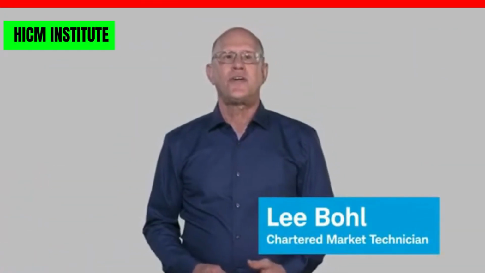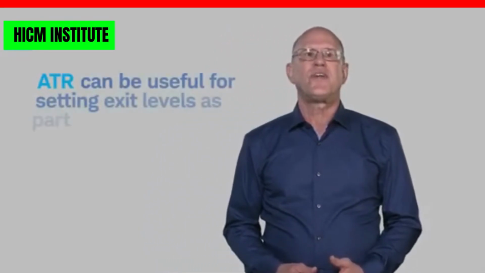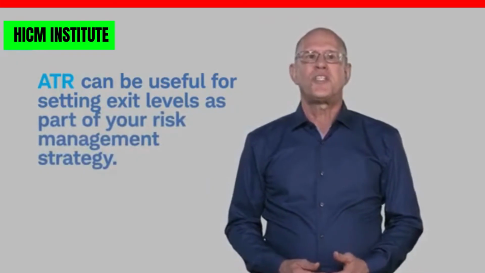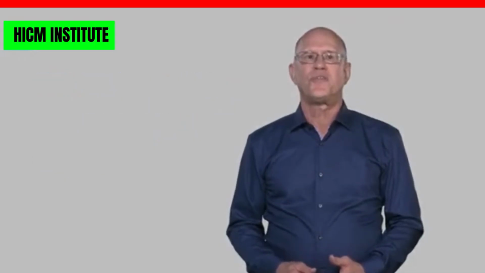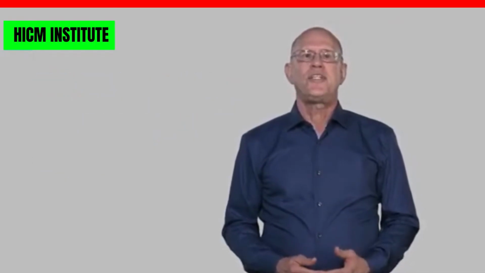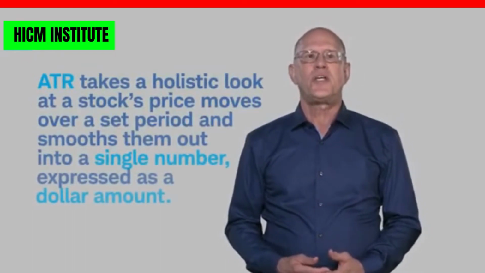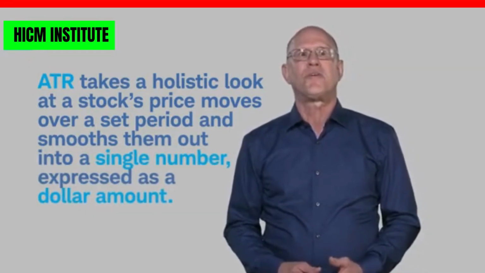Average true range, or ATR, is a technical indicator that can tell you how volatile a stock has been on average over a specified period. ATR is particularly useful for setting exit levels as part of your risk management strategy. It can also give you a sense of how strong price moves are, which is helpful if you're trying to identify the start of a trend. In short, ATR takes a holistic look at a stock's price moves over a set period and smooths them out into a single number expressed as a dollar amount.